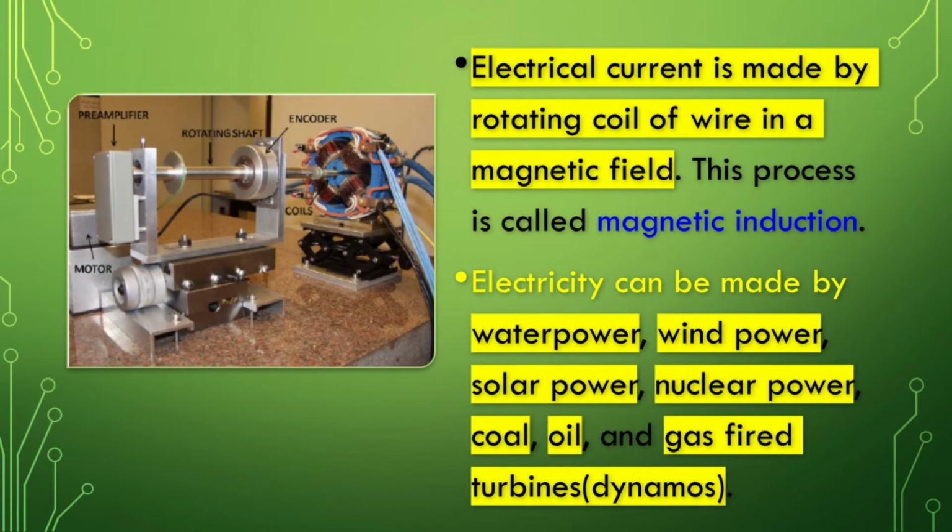Electrical current is made by rotating a coil of wire in a magnetic field. This process is called magnetic induction. Electricity can be made by water power, wind power, solar power, nuclear power, coal, oil, and gas-fired turbines or dynamos.